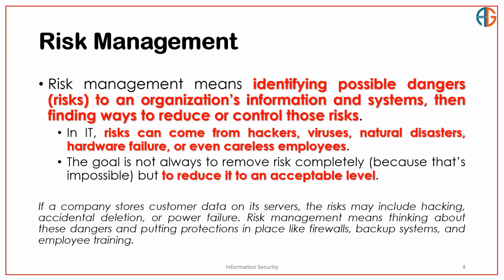As an example, if a company is storing data on its server, what types of risk may affect it? The data can be hacked. That is one possibility. Or accidentally, due to careless employees, the data may get deleted. And there is another factor: due to a power failure, the data may get erased or deleted. So these are three ways a data can get corrupted or be subjected to a risk.